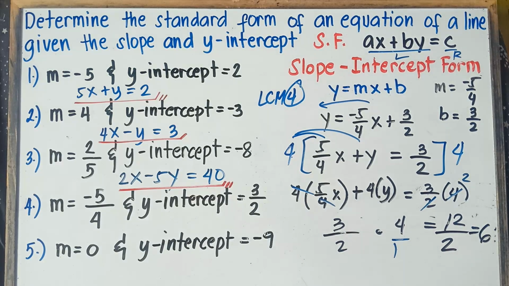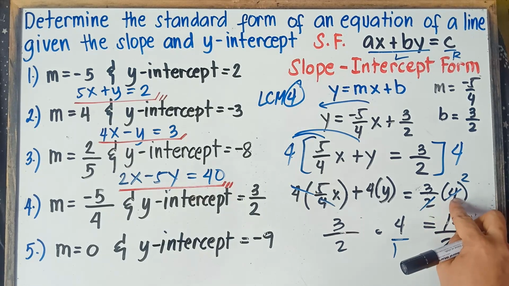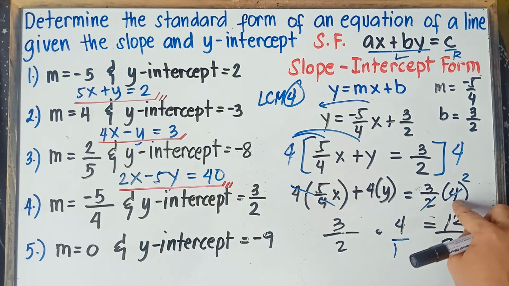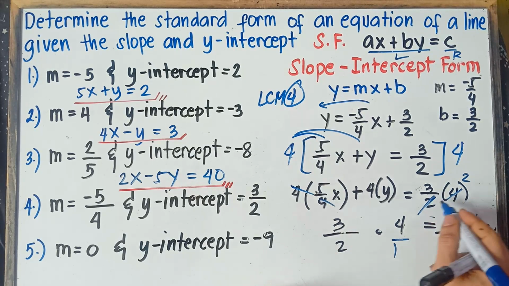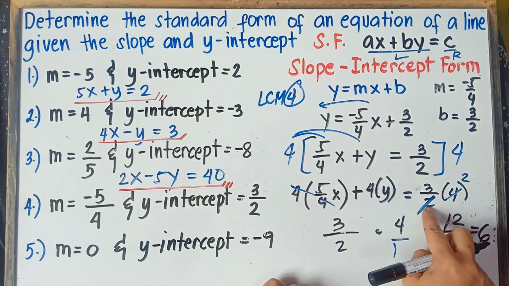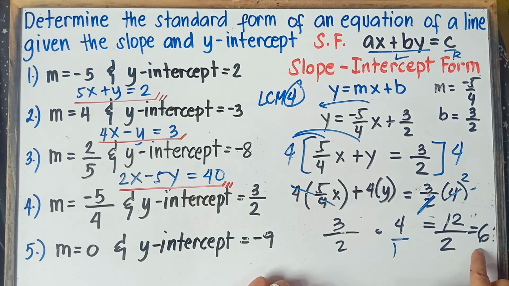And it will take time, class. That's why, class, I told you a while ago, you can just simply cancel this out. 4 divided by 2, simply divide. 4 divided by 2, that would be 2. So we cancel this out. Cancel 2. 4 divided by 2, that would be 2. And then 3 times 2, that would be equal to 6. You will have the same answer, class.